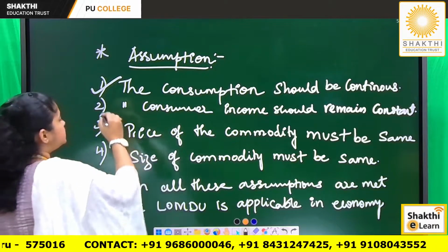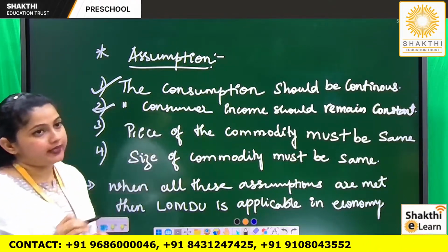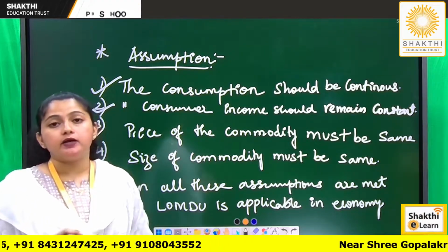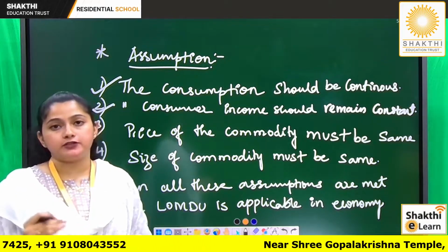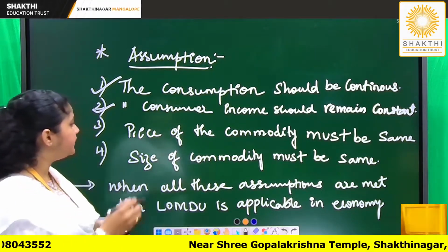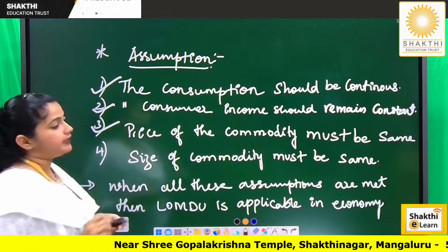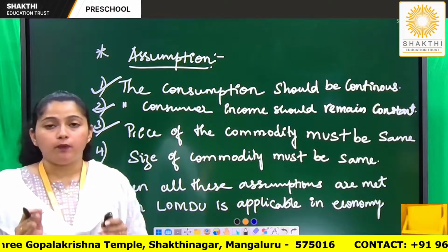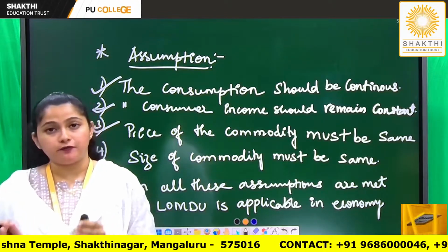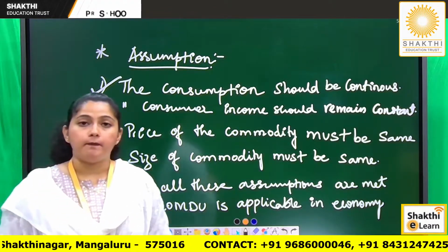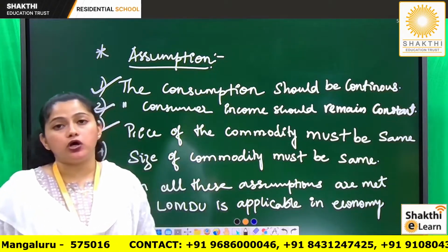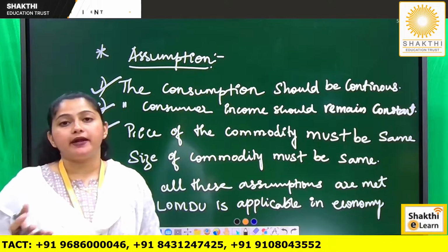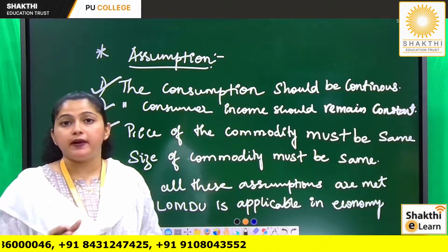The second one is the consumer income should remain constant. Now, if you are earning money, then that income should be constant. It cannot fluctuate. The third point says that the price of the commodity must be the same, which is actually impossible in the Indian economy. Each commodity has a different price. If I have to talk about a kg of apple, it might cost you about 70 or 60 rupees. Whereas mango might cost you around 120 or 150 rupees, depending on the types.